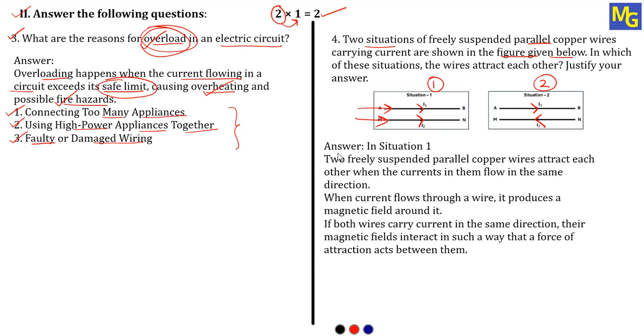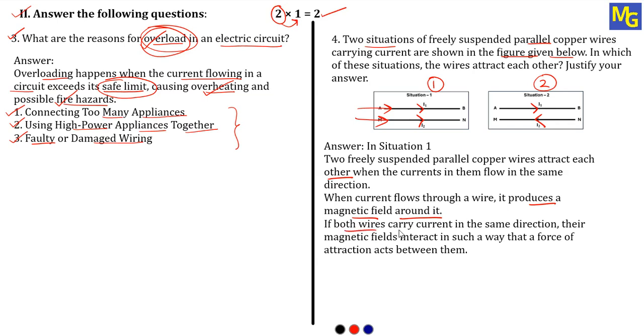Now see here, answer. In situation 1, two freely suspended parallel copper wires attract each other. So in situation 1, we can see the attraction between the two wires. Why? Because I have explained the reason. When the current is moving in these two parallel wires, they will attract each other. When the current is flowing through a wire, it produces a magnetic field around it. Already we have studied this activity.